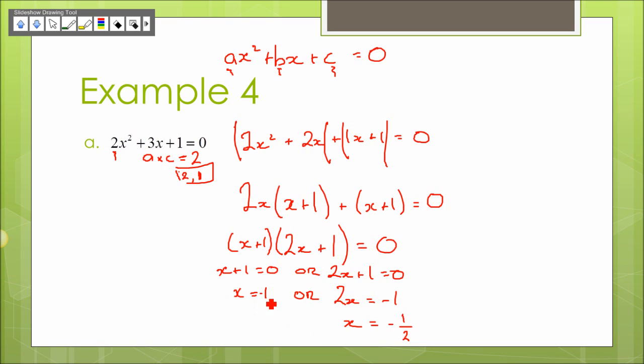We've got x equals minus 1 and x equals minus half, and you'll notice when you substitute them back in, it solves the equation, because when you substitute in minus 1 it equals 0, and when you substitute in minus half it will also equal 0. Alright, let's try another one to make sure this method is solid in our head.